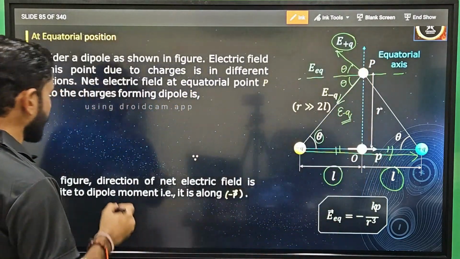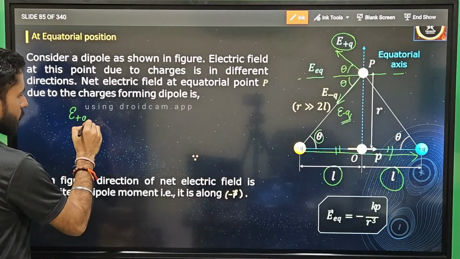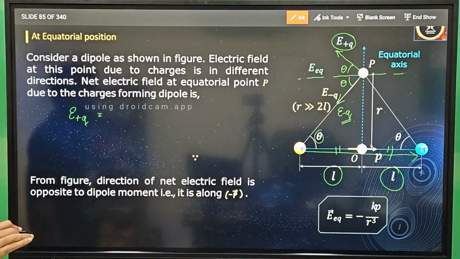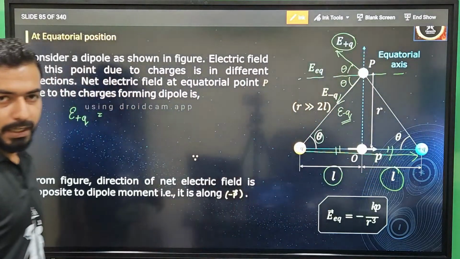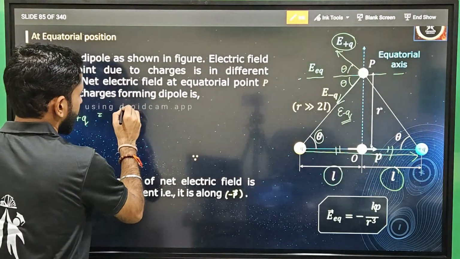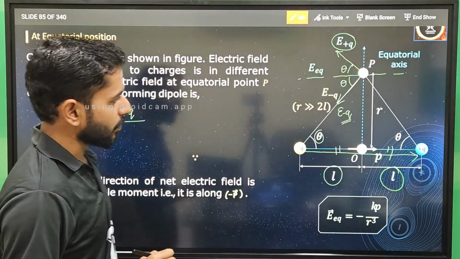Firstly write that also. What can I write for the electric field due to positive charge? Here is the point where you write the electric field. How will you write it? You will write K Q divided by the distance between them. What is the distance between them, students?